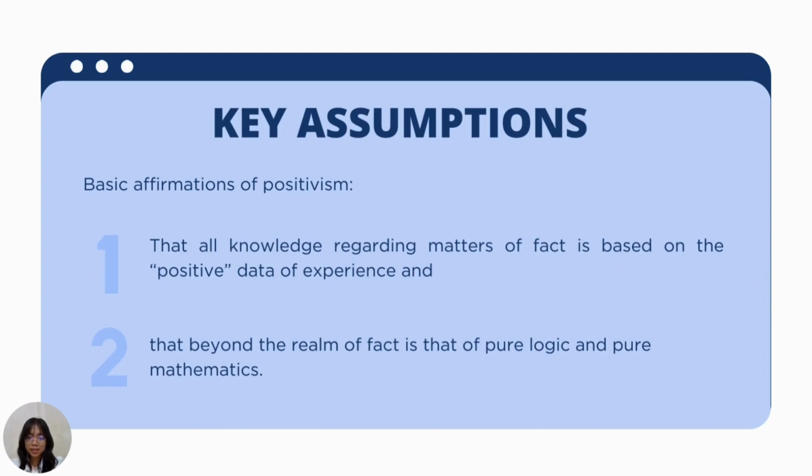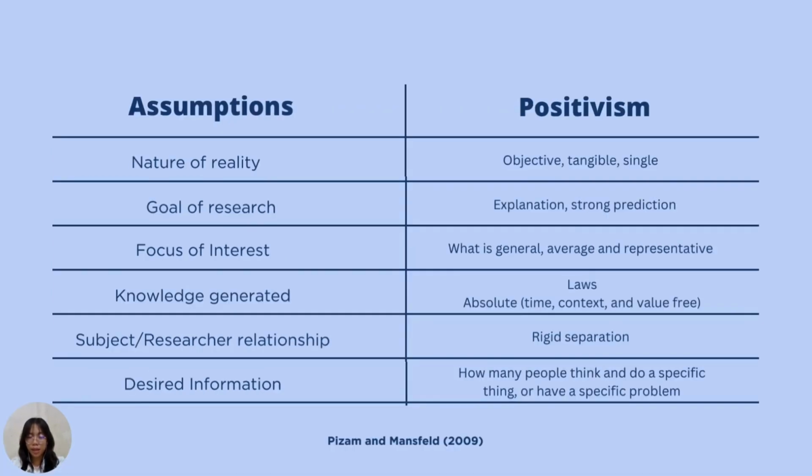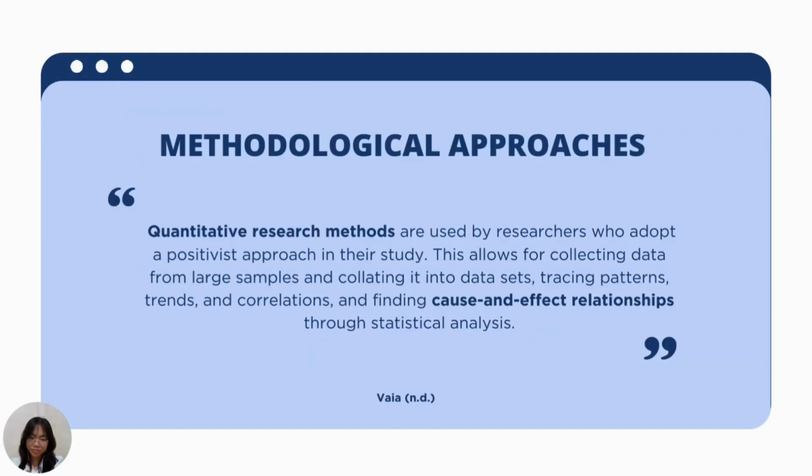So to concisely explain this, our knowledge comes from things that we can see and experience. So such as when we talk about facts and reality, we should stick to what we can prove or show, like in the field of science and mathematics. And here's a table illustrated by Pisum and Mansfield in 2009 to better understand the assumptions of positivism. You can pause it to better your understanding. And here's the methodological approaches.